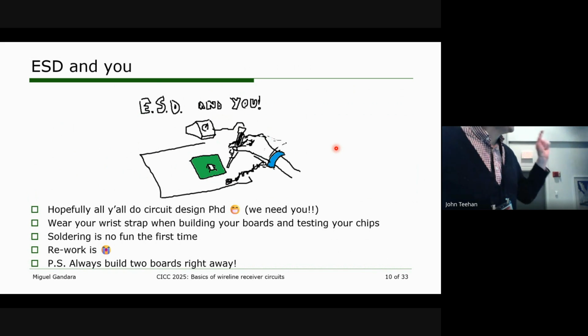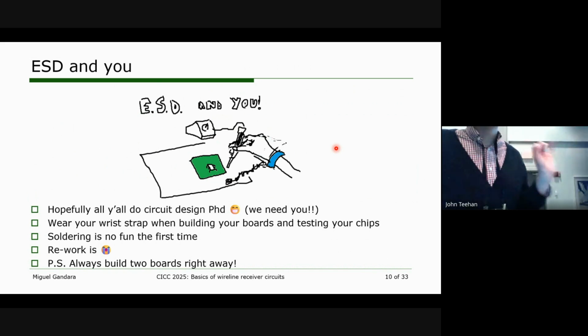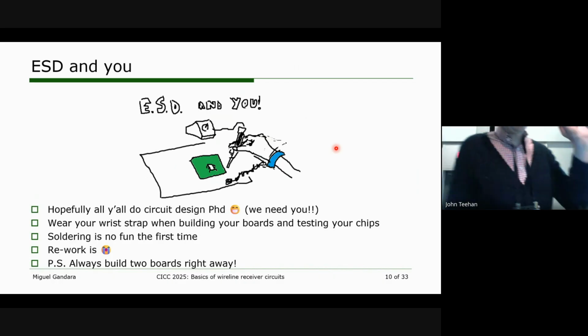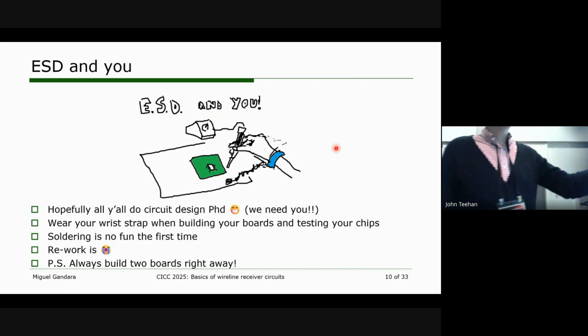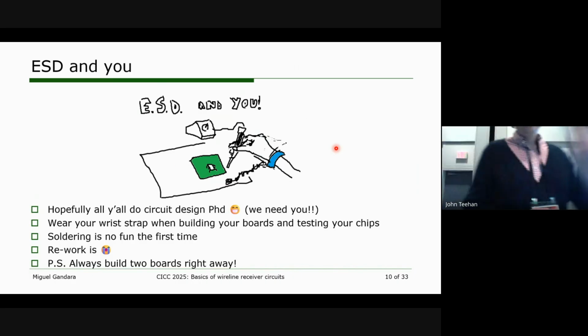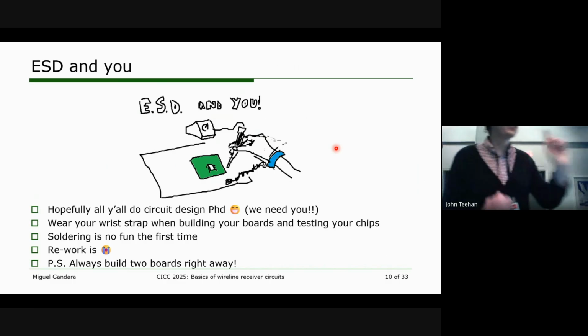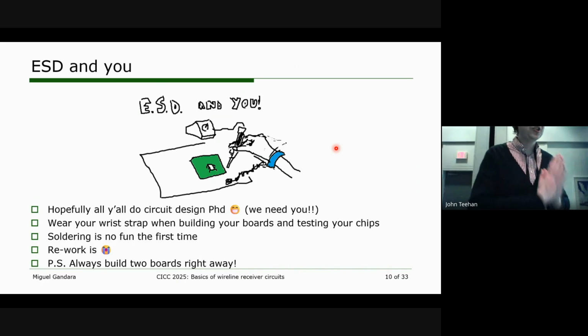Okay, so the key point is, if you're doing a circuit design PhD, maybe the best part of that circuit design PhD is doing the tape out. You spend 6 months to a year designing your chip, you spend 6 months waiting for the chip to come back, you get the chip back, you start building it. You're not wearing your wrist strap, you blow up your chip, okay? It's not fun. Trust me, it's not fun. So key point is, wear your wrist strap when you're building your boards and testing your chips.